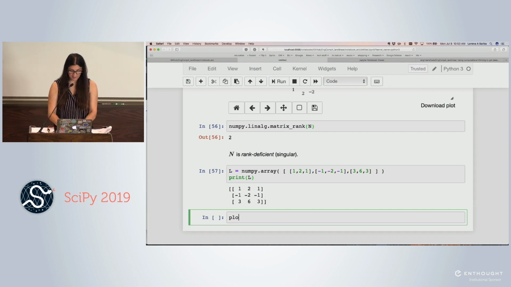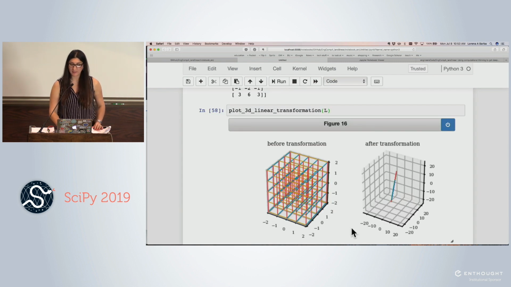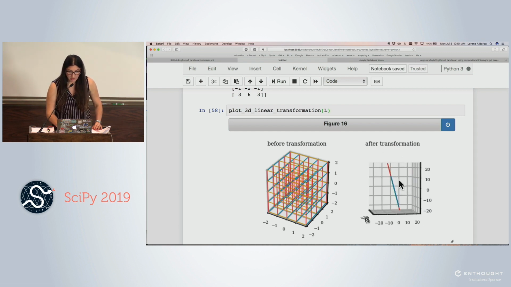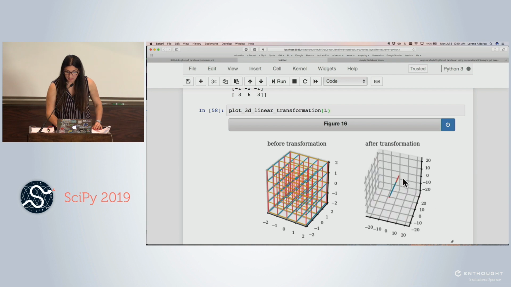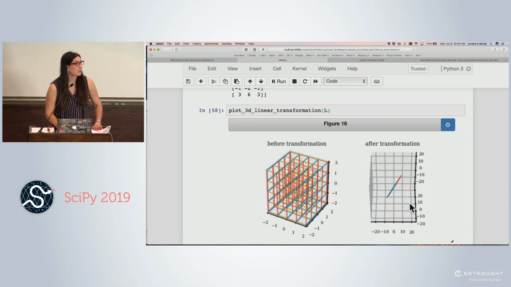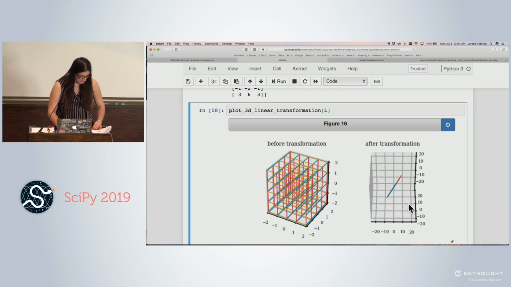And let's plot the 3D linear transformation with L. And here's the result. You see in this plot that on the right-hand side, that's not good. Everything got squashed into a line. So you can drag this wireframe on the right-hand side however you like, but you can never see in 3D in that space. Everything lives in a line.